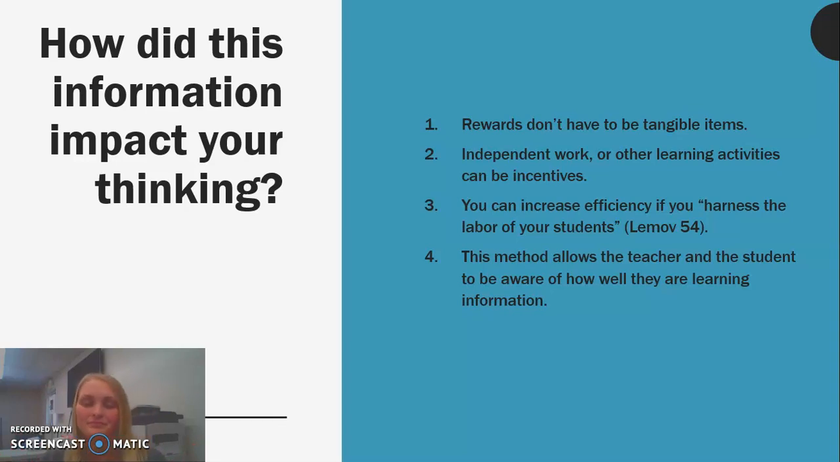Also, I see that we can increase efficiency if we harness the labor of our students. And our textbook talks about how we can use students to help grade these assessments. We can have peer review or self-review. That's going to be appropriate probably for different grades though.